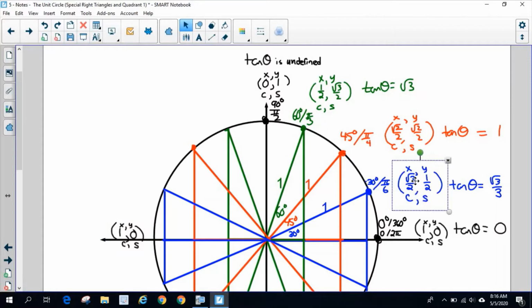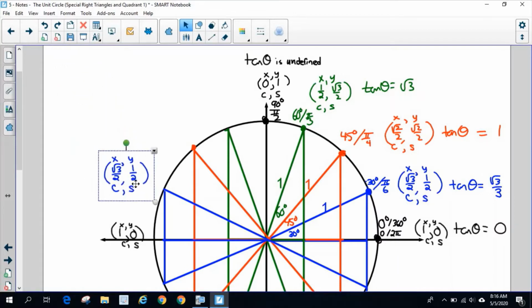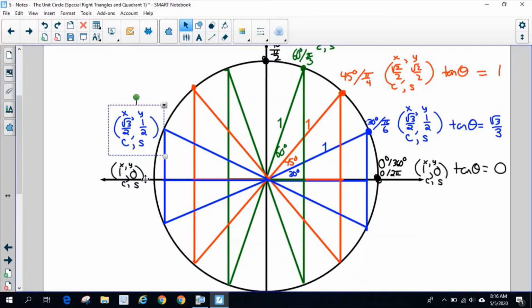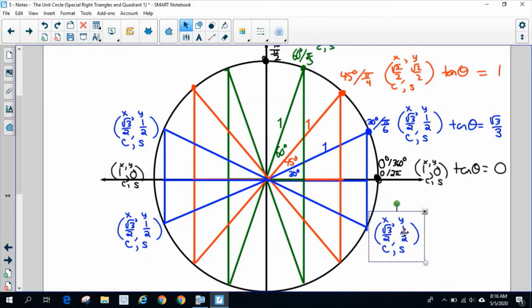And so this triangle here, that's 30 degrees here, is going to have the exact same x and y values here because it's constructed using the same 30, 60, 90 triangle as the one over here. And same thing with this one, right? So this one has the same x and y, cosine and sine values, and so does this one. They're all constructed using a 30, 60, 90 triangle in that orientation.